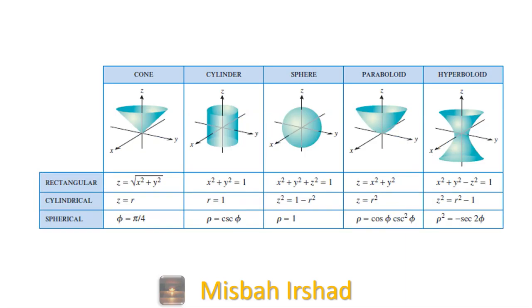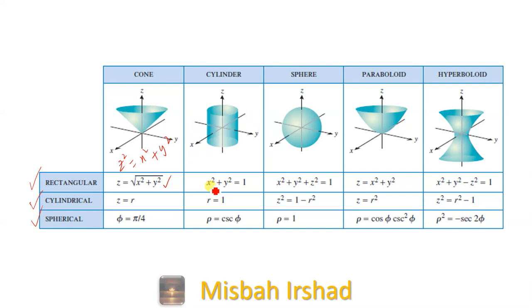And there are a few surfaces which can be described in each of the coordinate systems. We are already familiar with the equations of these surfaces in the rectangular coordinate system, and these can also be written in terms of cylindrical and spherical coordinates. So we already know that the equation of a cone is z square is equal to x square plus y square, but the upper half of the cone is z is equal to the square root of x square plus y square, so it can be written as z is equal to r in cylindrical coordinates, where phi is equal to pi by 4 in spherical coordinates.